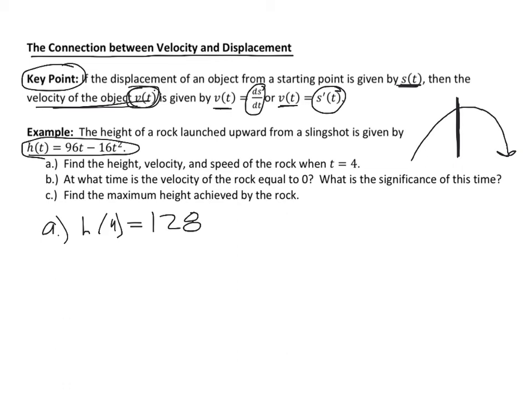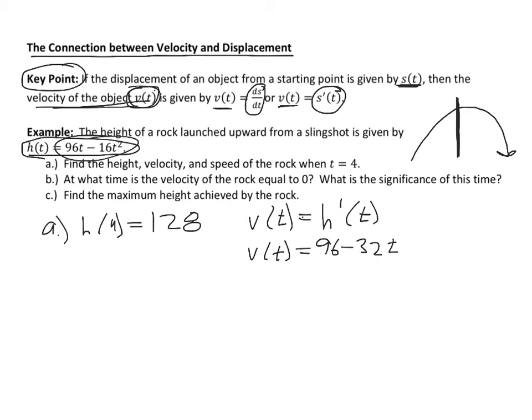So I've got the height of the rock here at time 4. How would I find the velocity? Well, to find the velocity, I first need to find the velocity function, right? How would I find the velocity function? Well, I find it by just doing the derivative of my height function, the derivative of the displacement function. So when I do this derivative, I'm going to get 96 minus 32t.